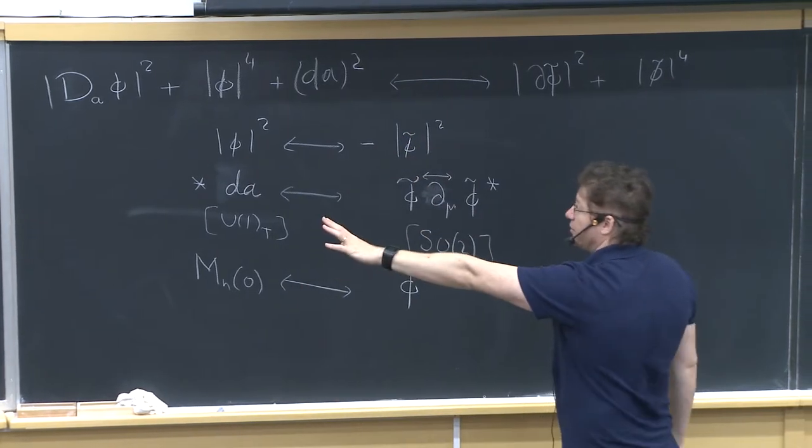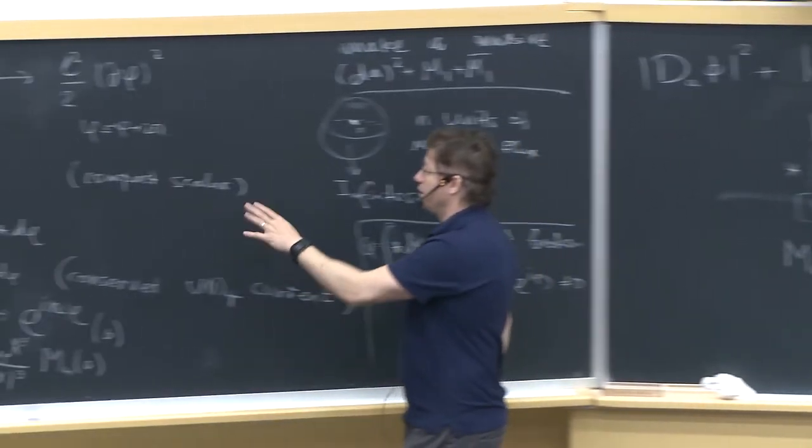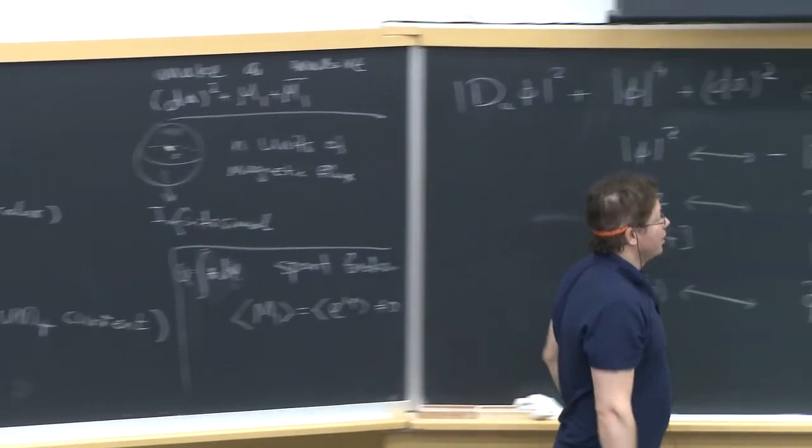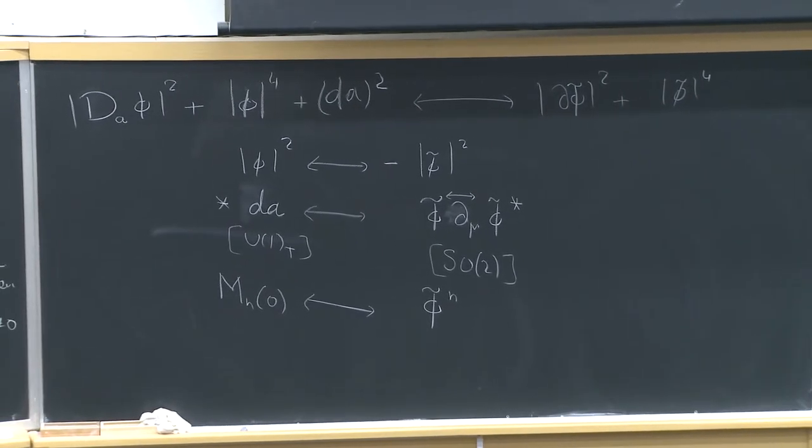So this is the duality between a scalar and a gauge field. And this is a more complicated version, a much more interesting version, because it's interacting.